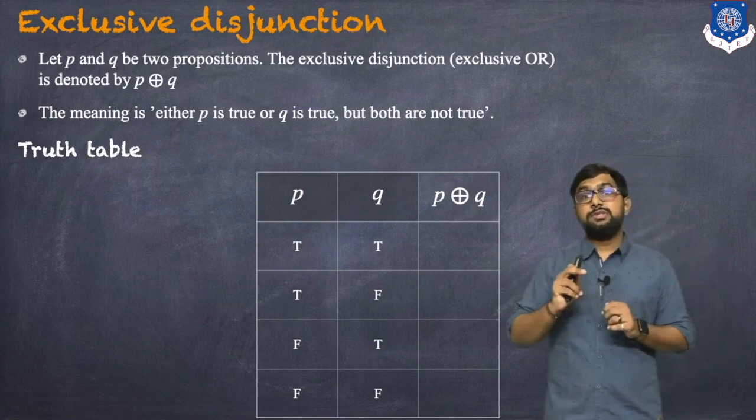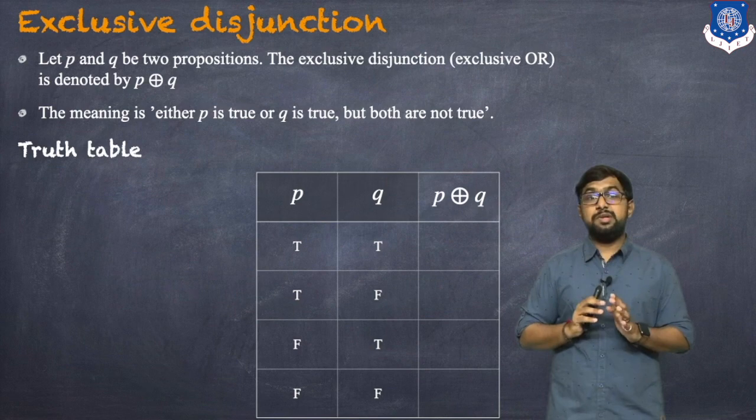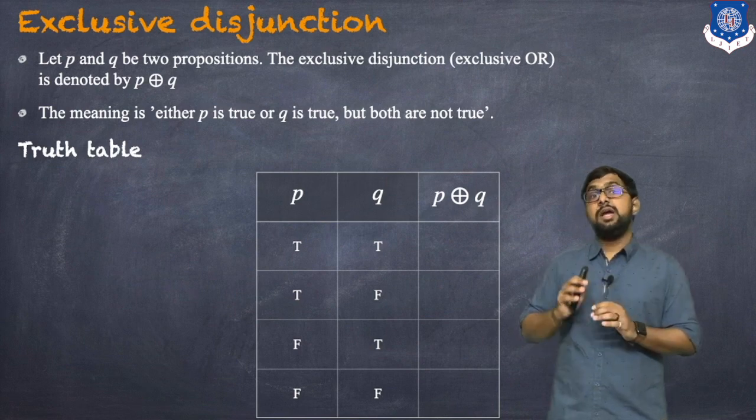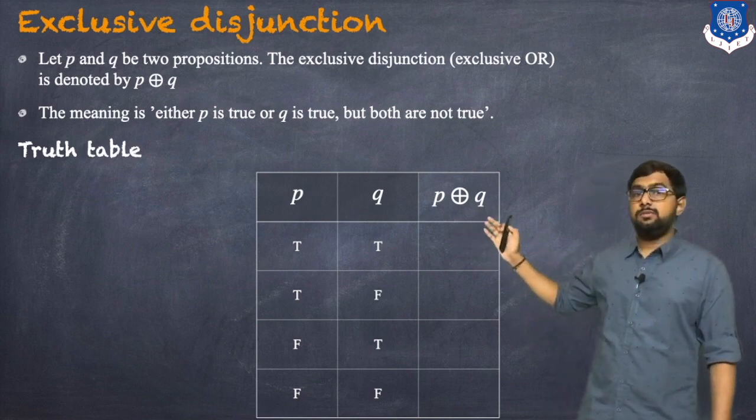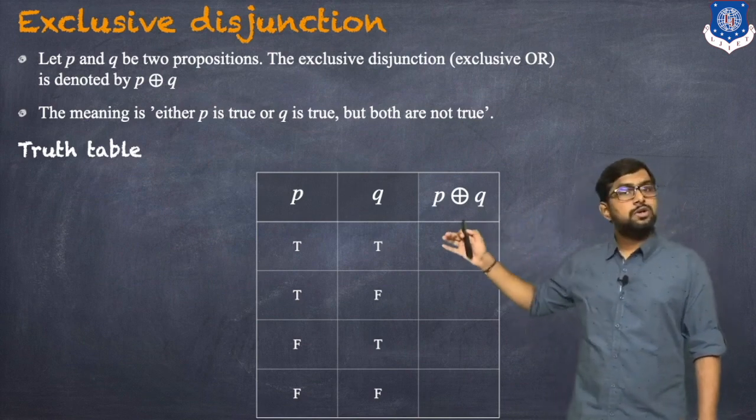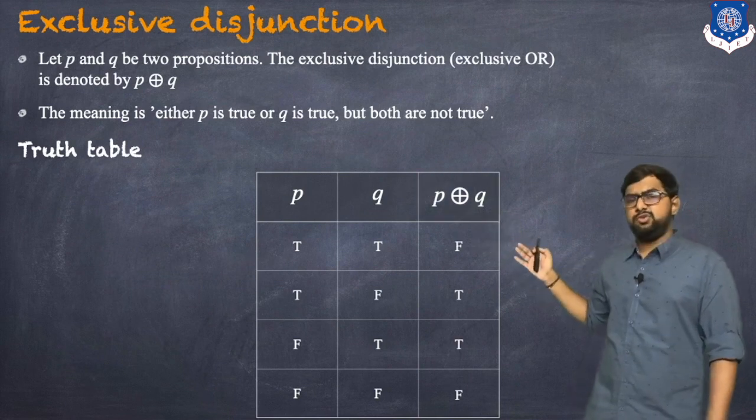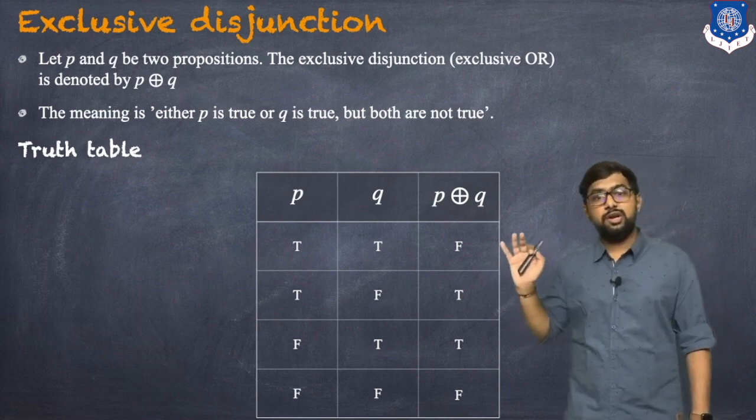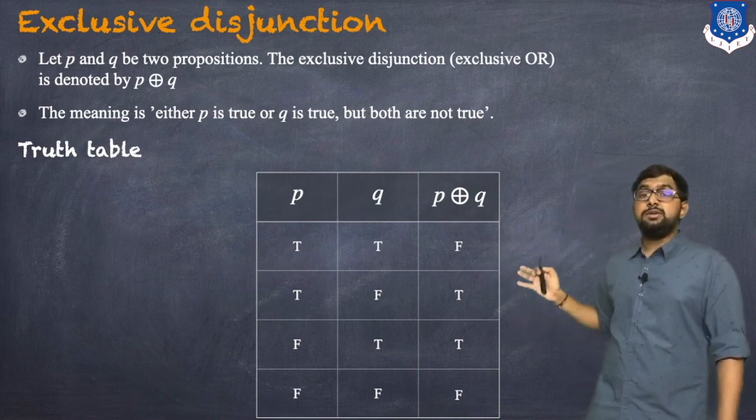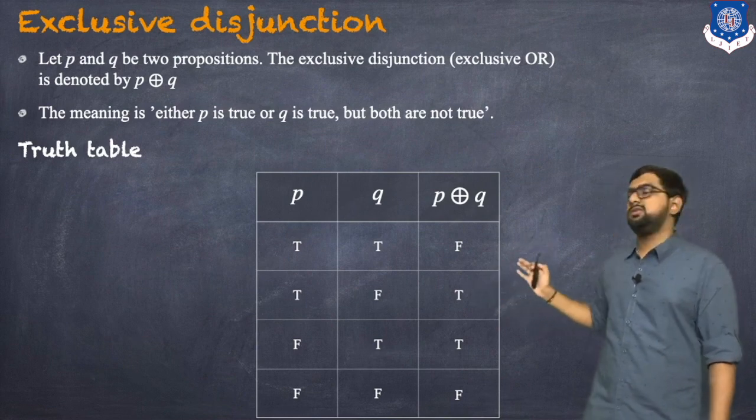Now see what P ring sum Q is. That means either P is true or Q is true, but both cannot be true. You can see that both are true, but in this both cannot be true, so P ring sum Q will be false. Now TF will be T, because anyone being true is possible, so it will be true. Next FT, anyone is true, so it will be true, and FF, both are false, so it will be false.